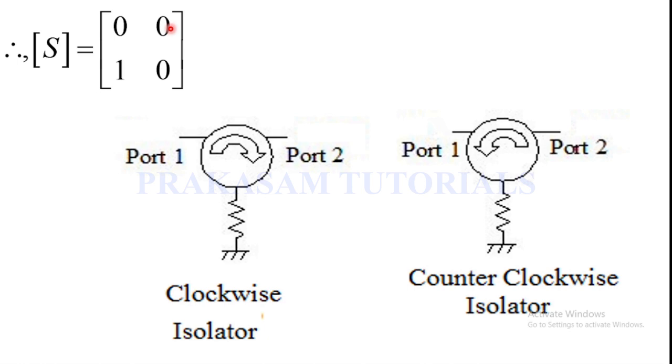In the isolator, power is transmitted only in one direction, so the coefficient S12 is equal to 0. And S22: when input is applied at port 2, there is no output at port 2, so the scattering coefficient S22 is equal to 0. And this is S21. In the scattering coefficient S21, the second subscript 1 represents the input port and the first subscript 2 represents the output port. When the input is applied at port 1, it gets minimum attenuation at port 2. So for an ideal lossless isolator, the scattering coefficient S21 is equal to 1.